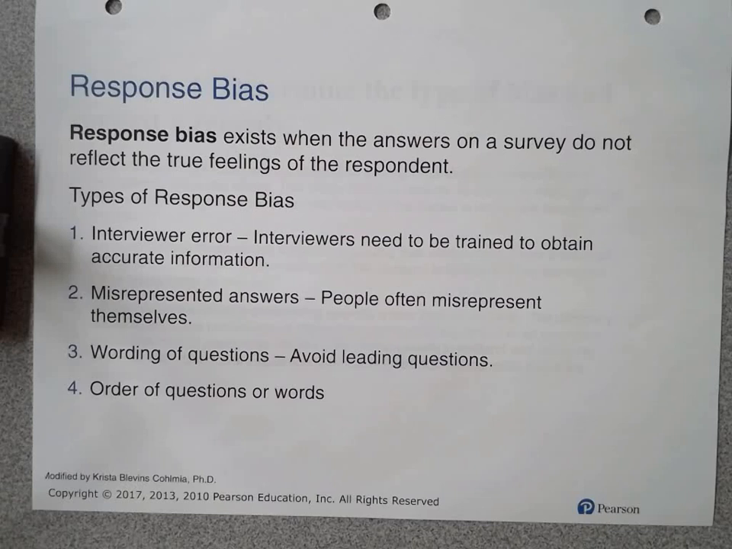Misrepresented answers. People often misrepresent themselves. People like to exaggerate a lot. And if you're asking questions about how many days a week do you work out, if you are a person who only works out once or twice, you might say 3 or 4 times if you're responding. So you want to make sure that you can ask questions in a way that you're getting honest answers, if at all possible, from your sample.